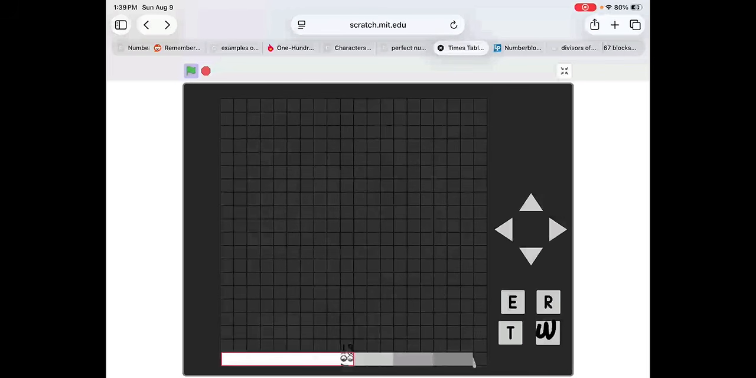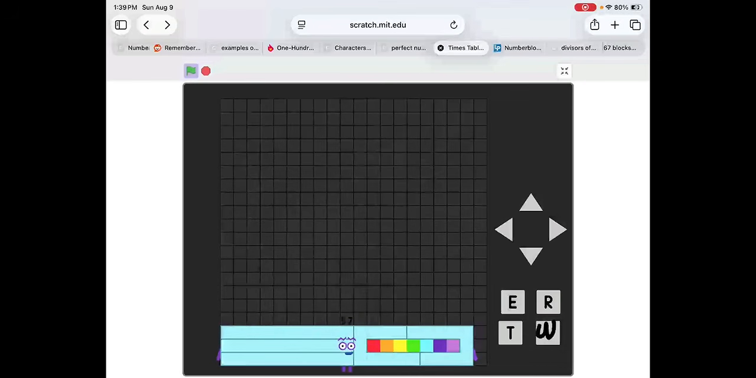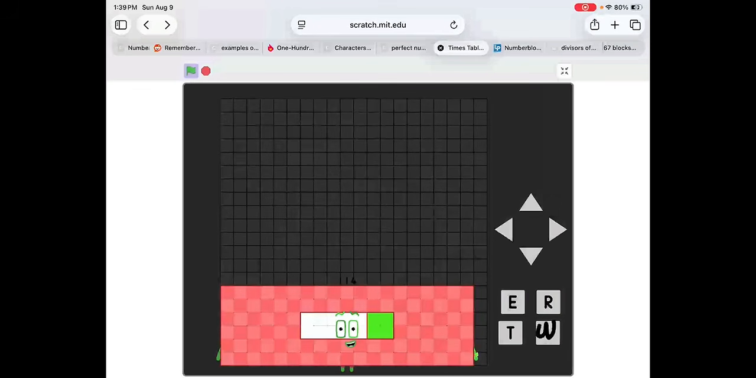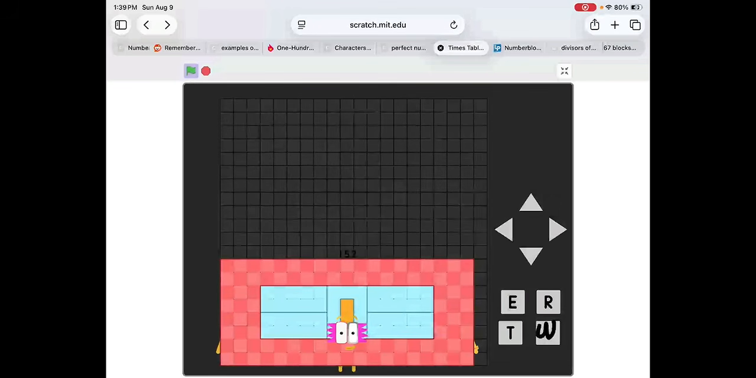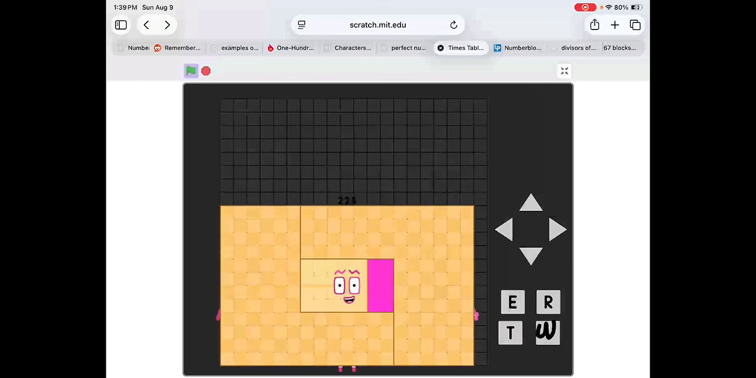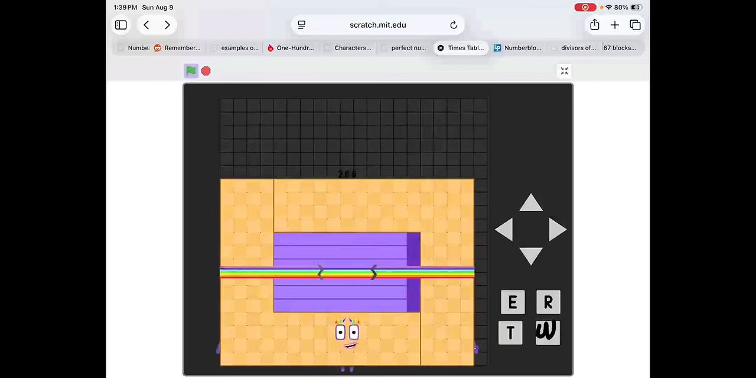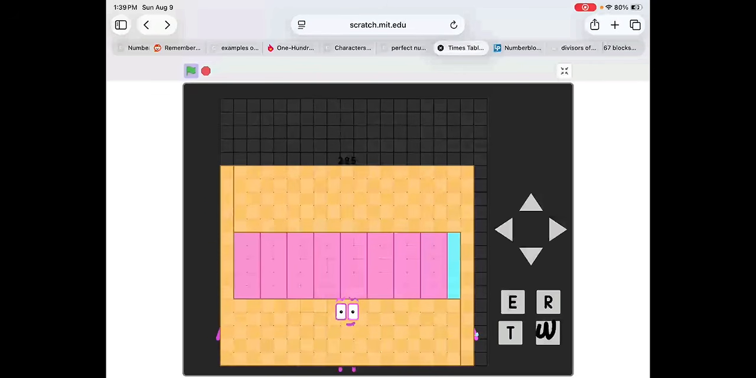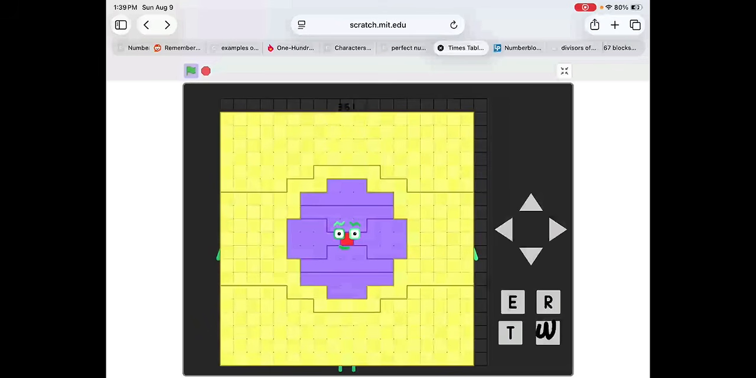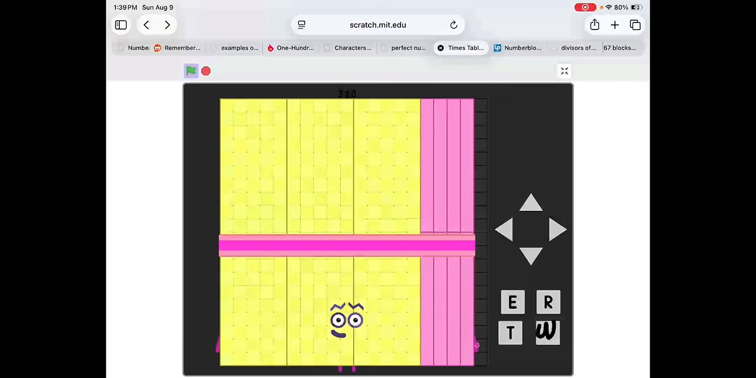I am so sorry about that. Let's try that again. All right. The 19 times table. Here we go. 19, 38, 57, 76, 95, 114, 133, 152, 171, 190, 209, 228, 247, 266, 285, 304, 323, 342, 361, 380.